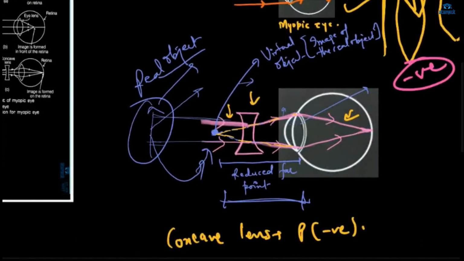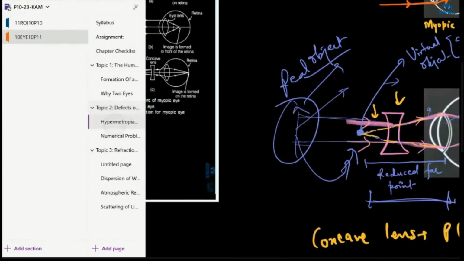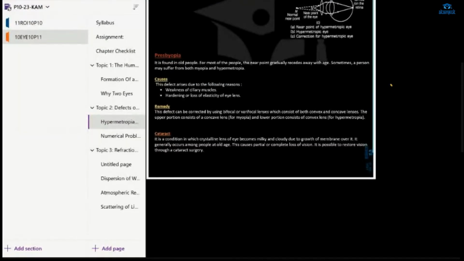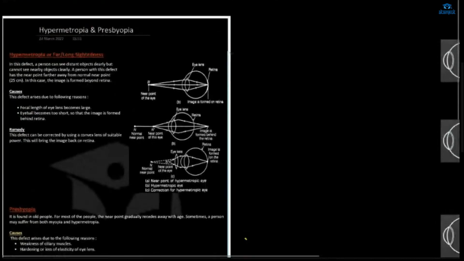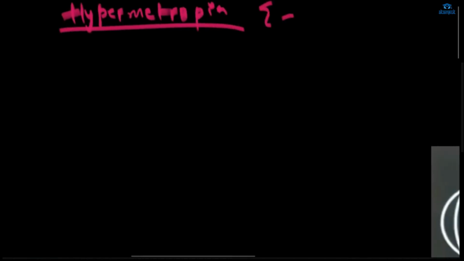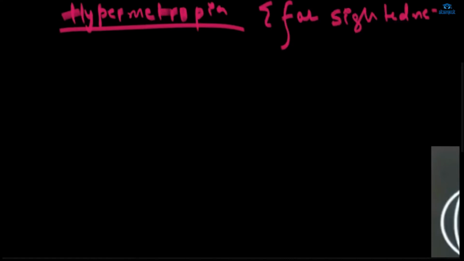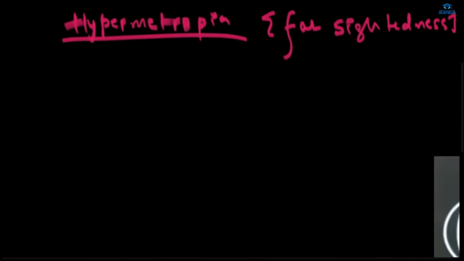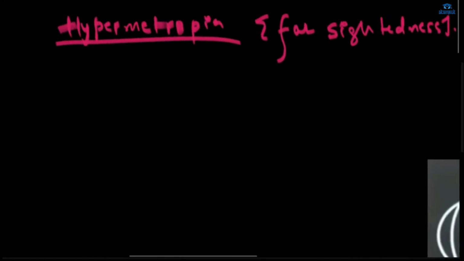अब हाइपरमेट्रोपिया की बात हम लोग करेंगे. हाइपरमेट्रोपिया इज नोन एज फार साइटेडनेस. Far sightedness. Okay. Now hypermetropia. Hypermetropia is known as far sightedness. That far की चीज हम लोग ठीक ठीक देख सकते हैं. Far sightedness is mainly among the old age. Mainly among the people of old age. ज्यादातर ओल्ड एज वालों को होती है.